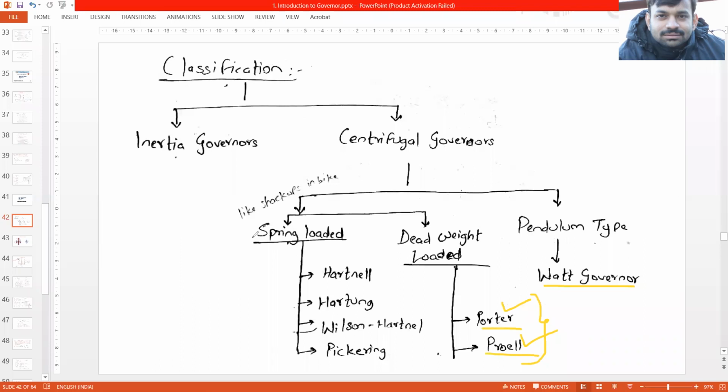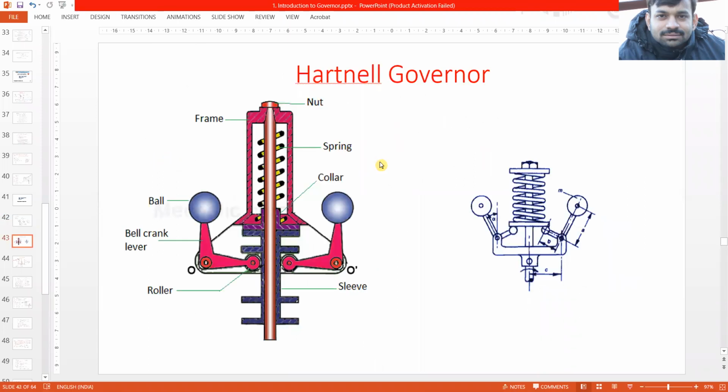Now we'll move forward to the spring loaded governor. In this, there are four types. We'll just quickly go through these four types: Hartnell, Hartung, Wilson Hartnell, and Pickering governor. So we'll be starting with the Hartnell governor. This is what a Hartnell governor looks like.